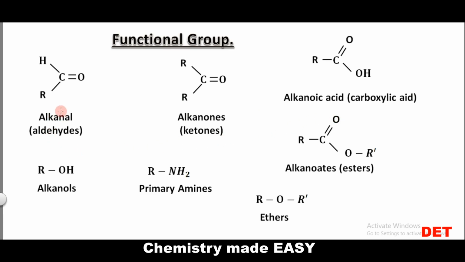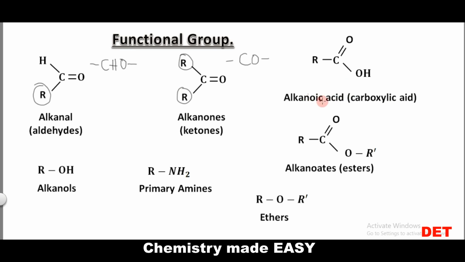So this is the alkanal, and this is their functional group. Remember we said that their functional group is the CHO group. This is the alkanal group. This arrow you are seeing here represents an alkyl group. So this is the functional group of the alkanones, the CO group, also known as ketones. This arrow you are seeing here represents the alkyl group.